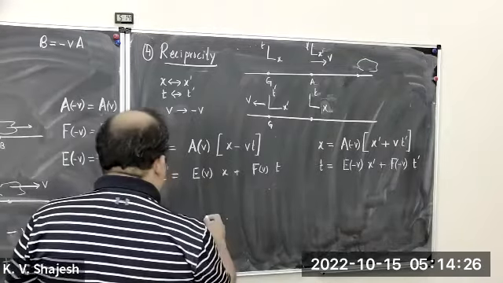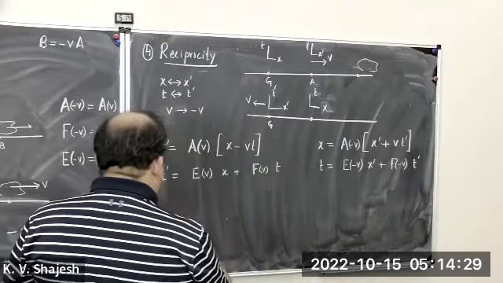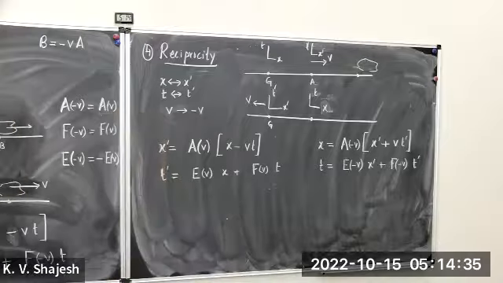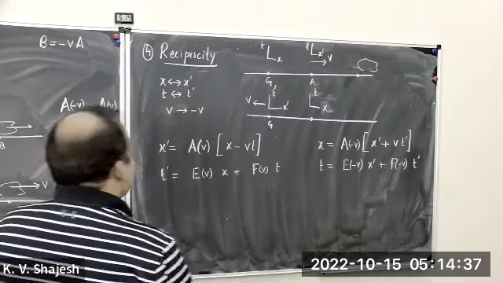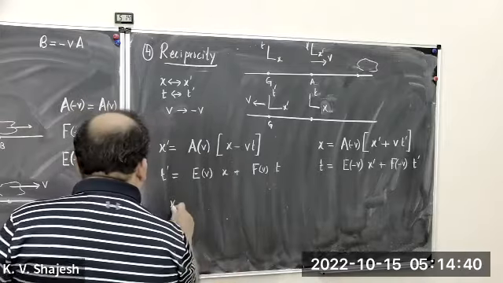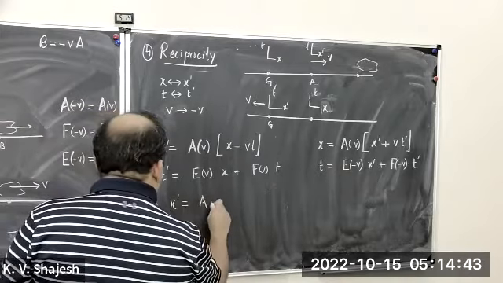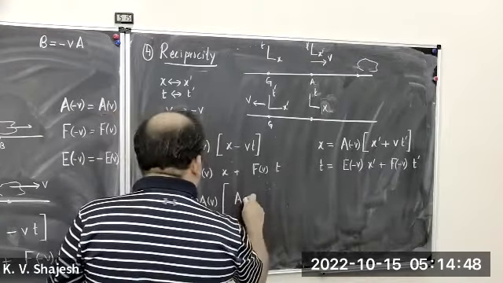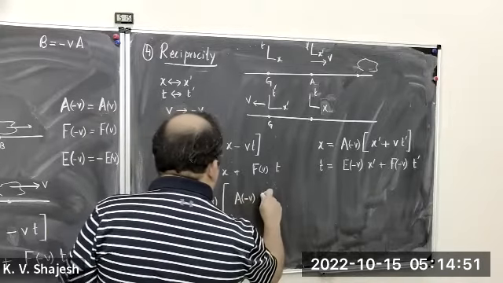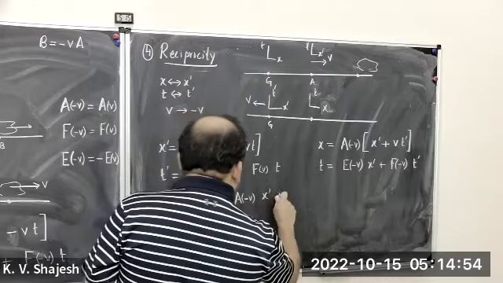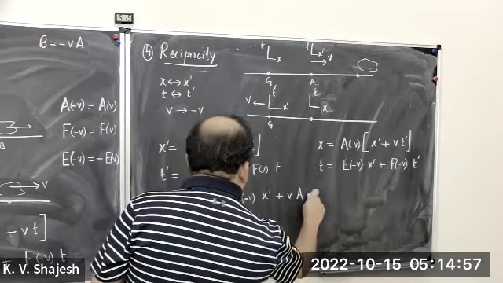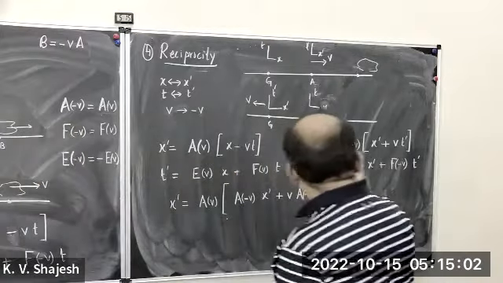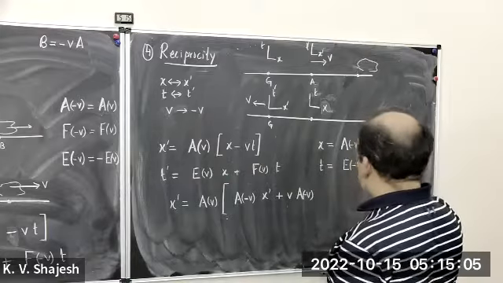So you immediately get a relation that a, I'll have to do it. I don't remember it actually. So let me just quickly do this. So x prime is equal to a of v times x, which is a of minus v times x prime plus v times a of minus v. But a of minus v and a of plus v are the same, so we don't have to worry about that. And what am I doing?